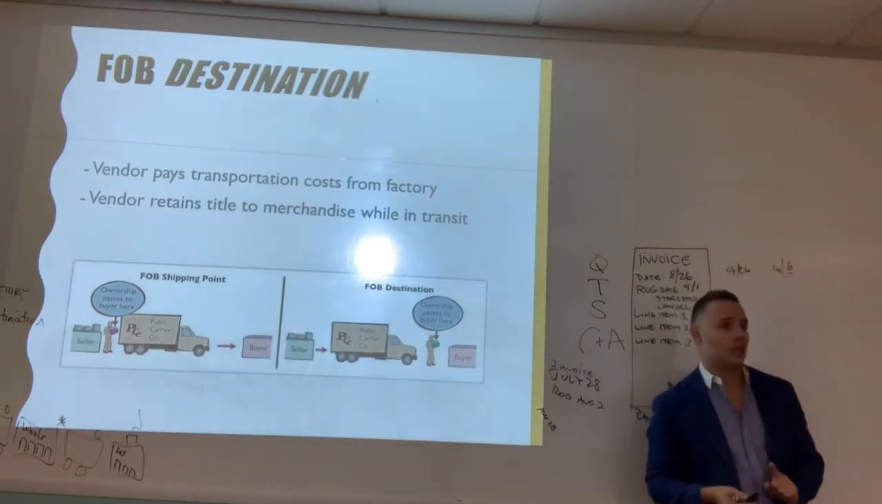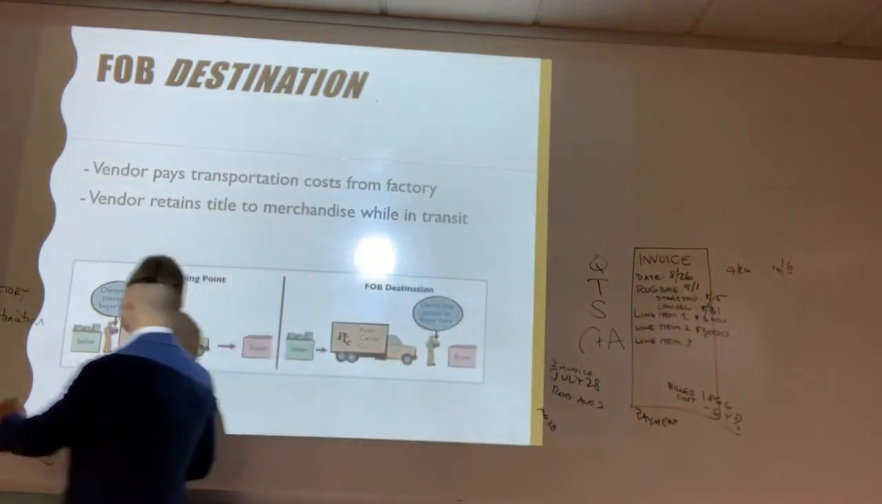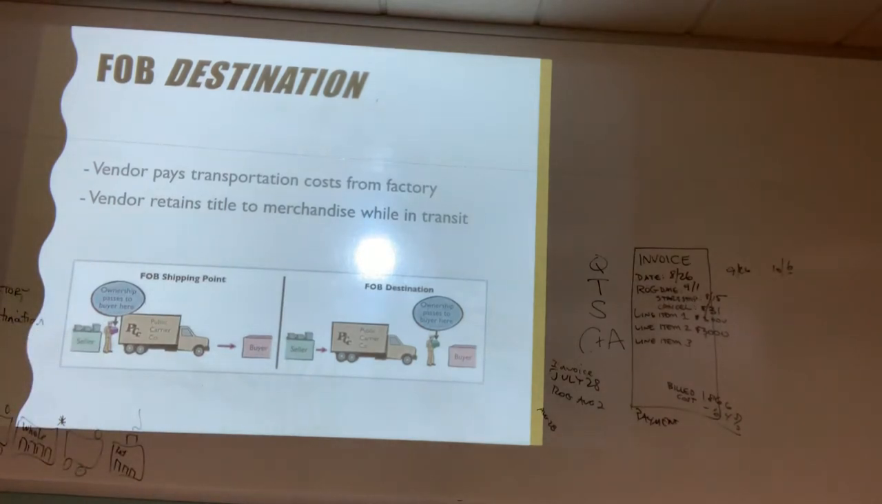FOB destination. So with FOB destination, the wholesaler is gonna get the goods all the way to us. Where are we? They're gonna get the goods to us. Where are we? The distribution center. Our distribution center, correct. Just like last week you guys came and saw the Andrew Group's distribution center, yeah?